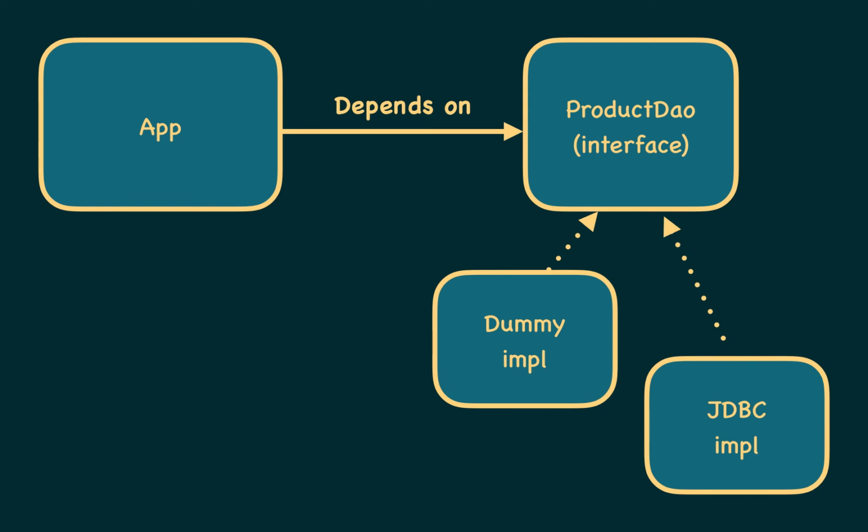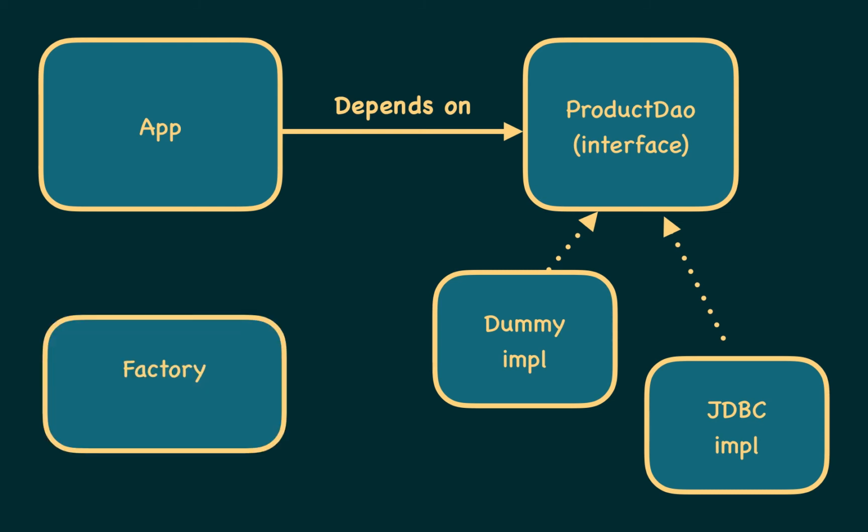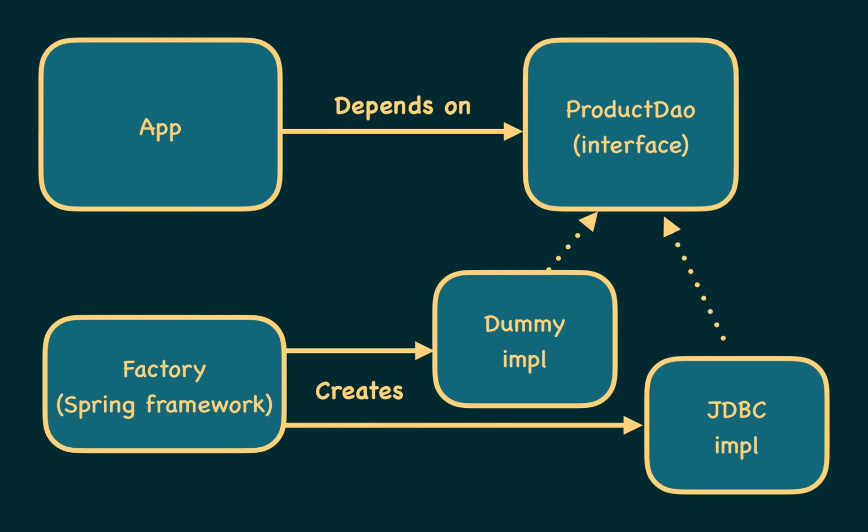And instead of us creating an object of these dummy or JDBC implementations, we want someone else to create the same thing. Now, general practice is that you create another class or an abstraction called a factory that knows how to manufacture an object of any of these implementations. In our case, we're going to use the Spring Framework for the same thing.